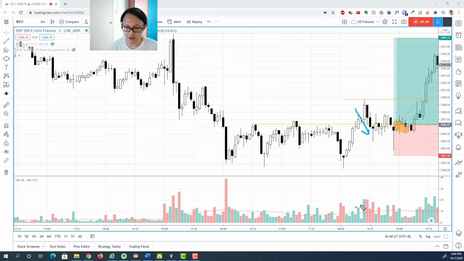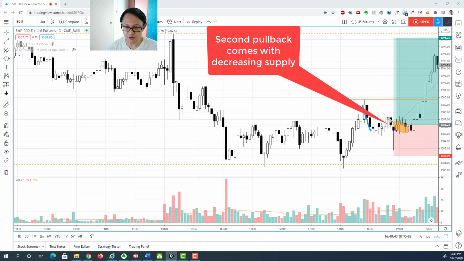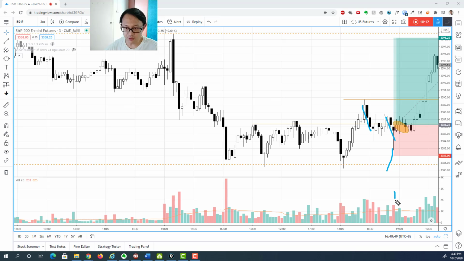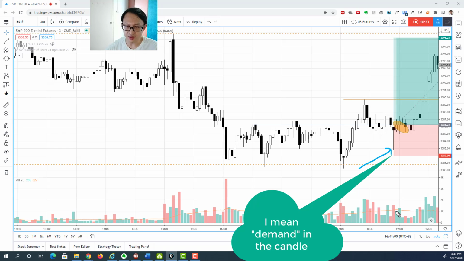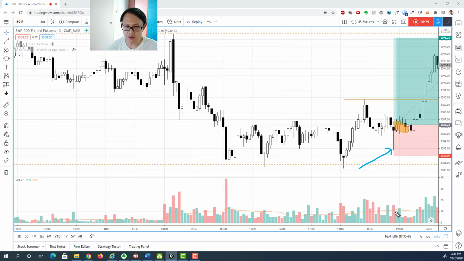This is the downswing or the pullback. The first pullback comes with increasing supply, and because of that, I would like to see a test, which is this one. This is the test that comes with slightly decreasing supply if we compare it to the first leg down. And if we take a closer look, this high volume here actually contains a great demand tail. So there is quite a lot of supply in this candle, but if we minus out the demand, then the supply is probably not that much.